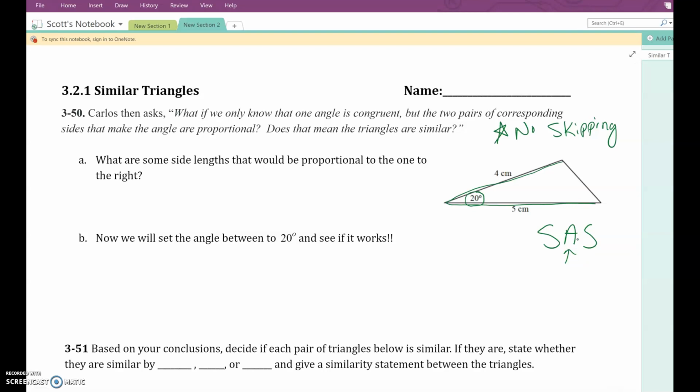What are some lengths that we could use? Well, a scale factor, if I multiply by 3, those sides would be what? 12 and 15.